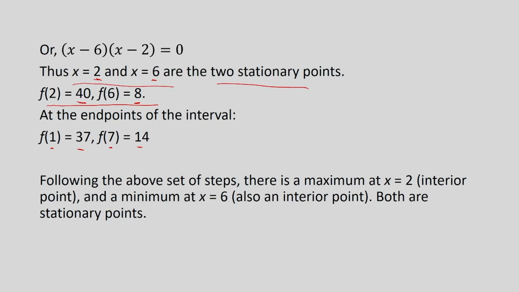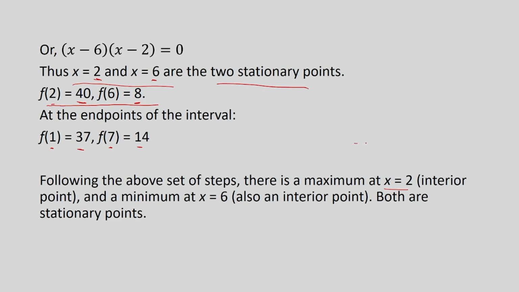So, following the above set of steps, there is a maximum at x is equal to 2, because if you look at all these values, the values of the function, then the maximum of these values is 40, right. So, what is the corresponding value of the x? It is 2. So, therefore, I am saying that x is equal to 2 is a maximum, and as you can see that 2 is an interior point, right.